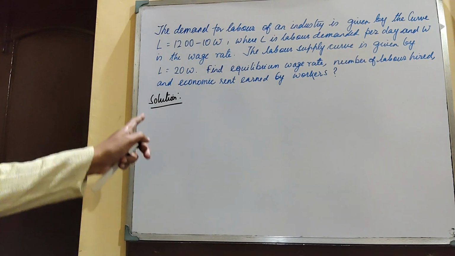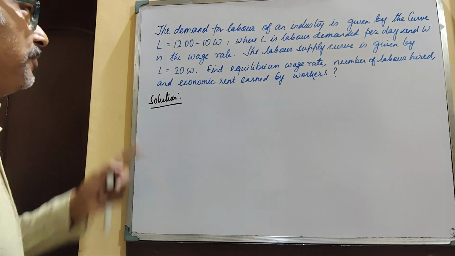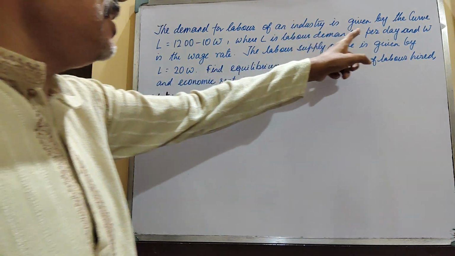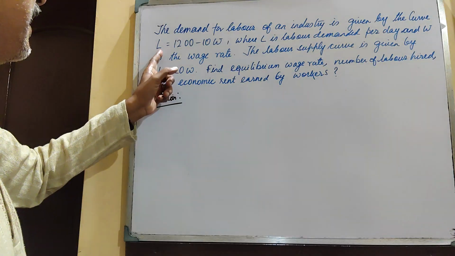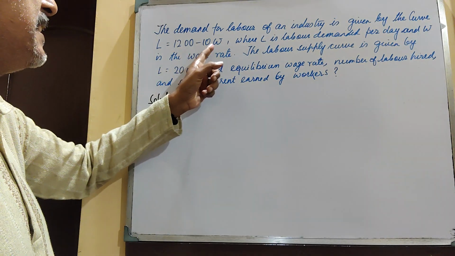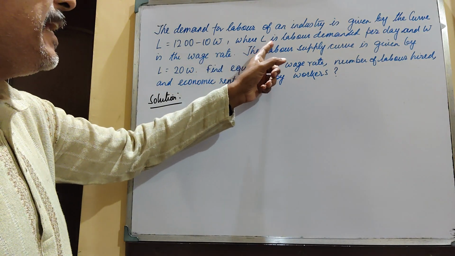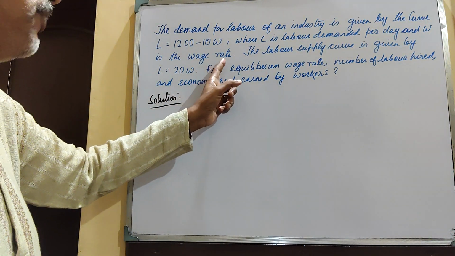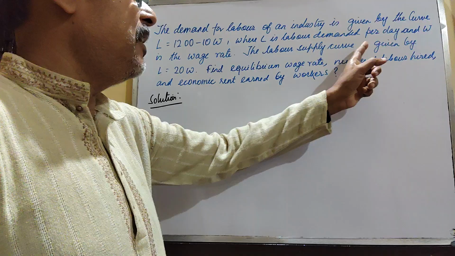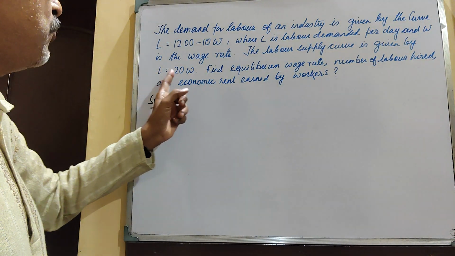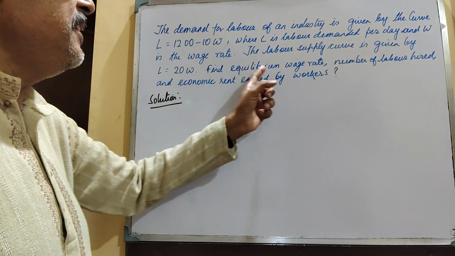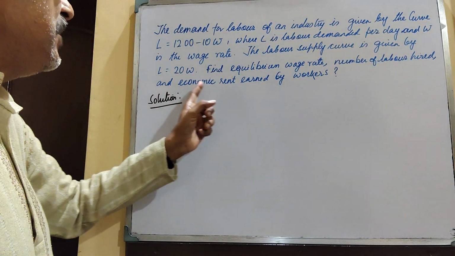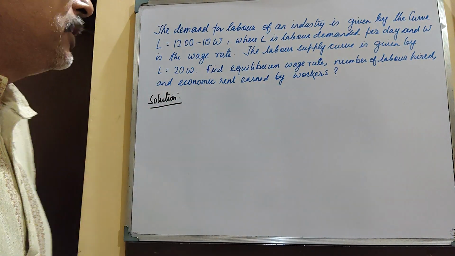Hello, in this video we want to solve this question. The demand for labor of an industry is given by the curve L equals 1200 minus 10W, where L is the labor demanded per day and W is the wage rate. The labor supply curve is given by L equals 20W. Find the equilibrium wage, the number of labor hired and economic rent earned by the workers.